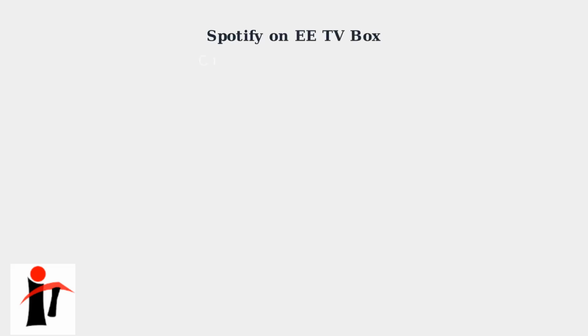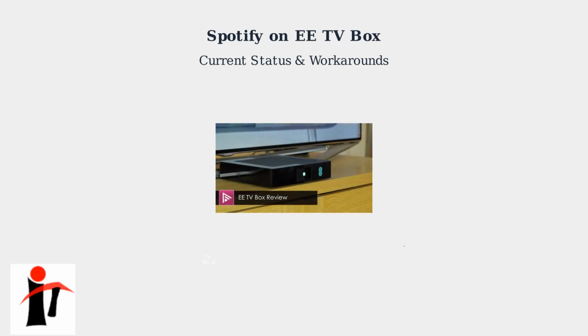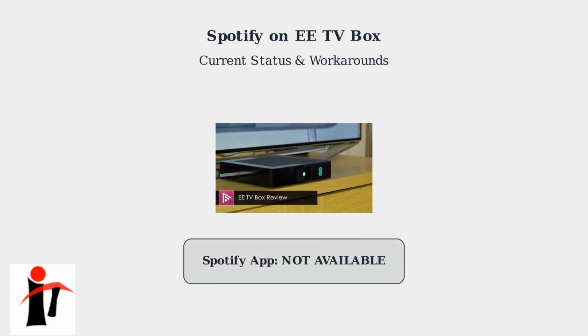As of 2025, Spotify is not natively available as a downloadable app on EETV boxes. This creates a challenge for users who want to stream their favorite music through their television setup. EETV boxes run on a modified Android TV platform with a restricted app store that doesn't include major music streaming services like Spotify. This limitation stems from EE's curated app ecosystem and Spotify's selective platform distribution strategy.